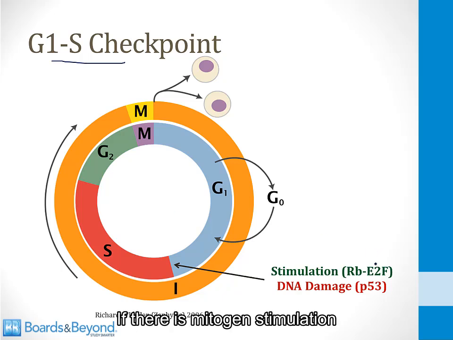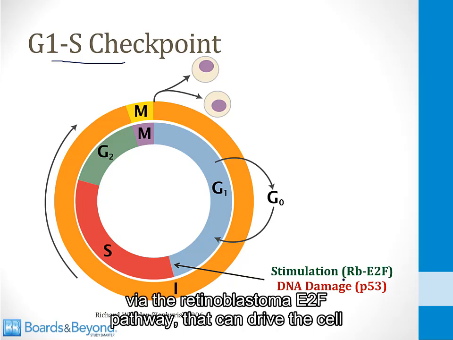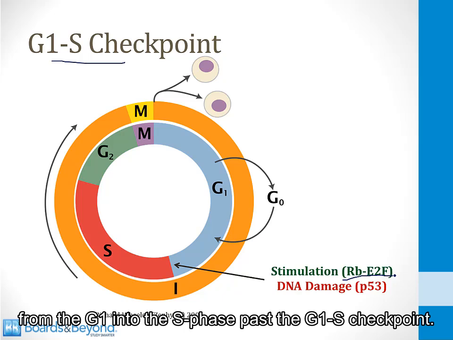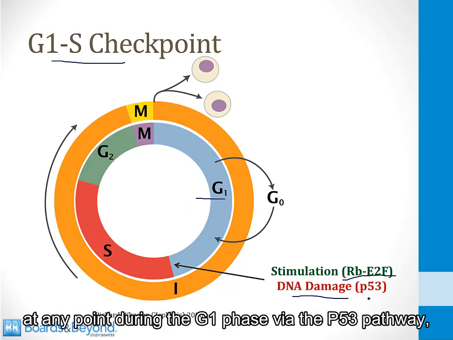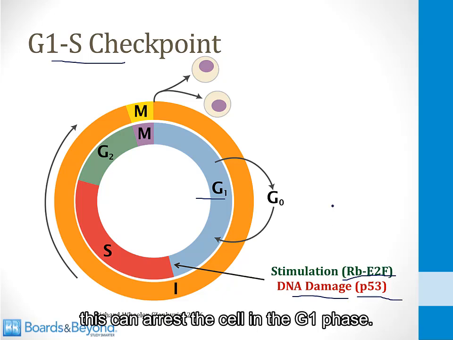If there is mitogen stimulation via the retinoblastoma E2F pathway, that can drive the cell from the G1 into the S phase, past the G1/S checkpoint. On the other hand, if there is DNA damage at any point during the G1 phase via the p53 pathway, this can arrest the cell in the G1 phase.